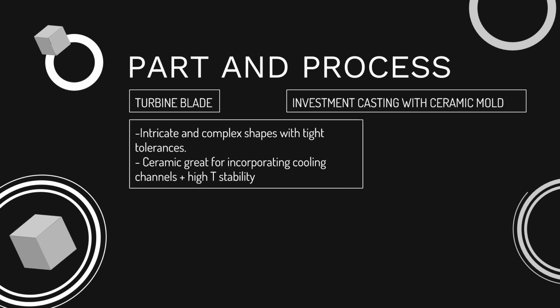So now, as I said, I'm going to use a turbine blade of titanium aluminide, and to do so, I will perform an investment casting with a ceramic mold. I think this is the most appropriate technique, as it is really good to perform complex shapes with tight tolerances. And also I decided to use the ceramic mold because it has a high thermal stability and because it is good to incorporate some cooling channels that may reduce the apparition of porosity and shrinkage during the process.